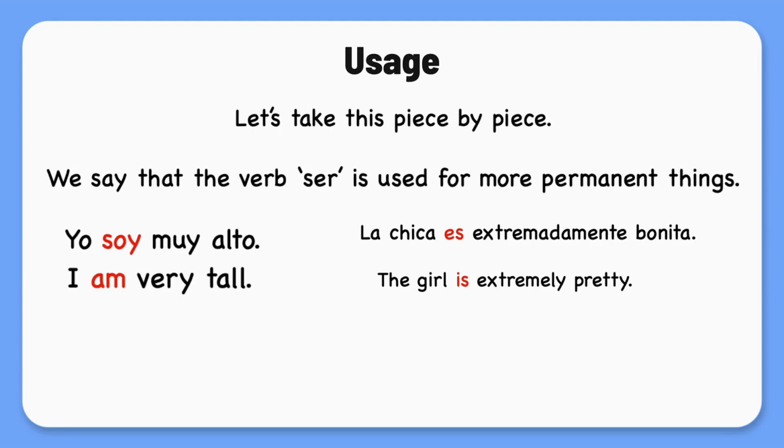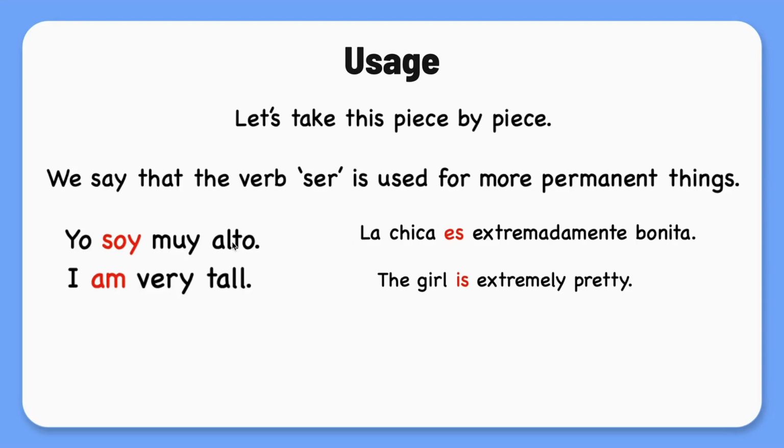I like to explain this on three different levels. The basic thing that people say most of the time is that the verb ser is used for more permanent things. I can say that yo soy muy alto, I'm very tall. La chica es extremadamente bonita, the girl is extremely pretty.